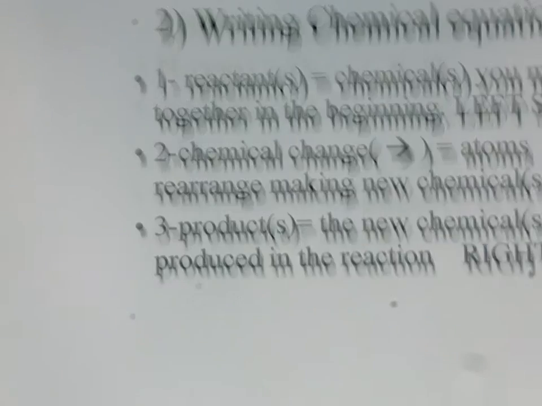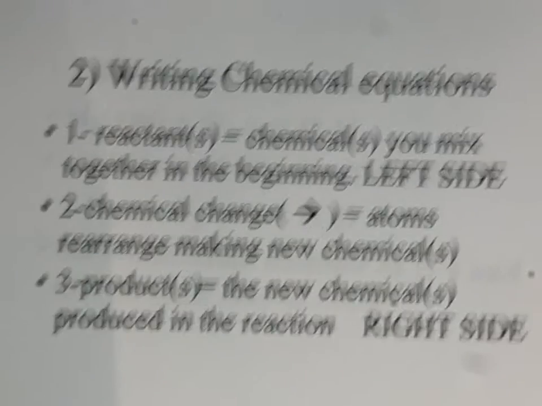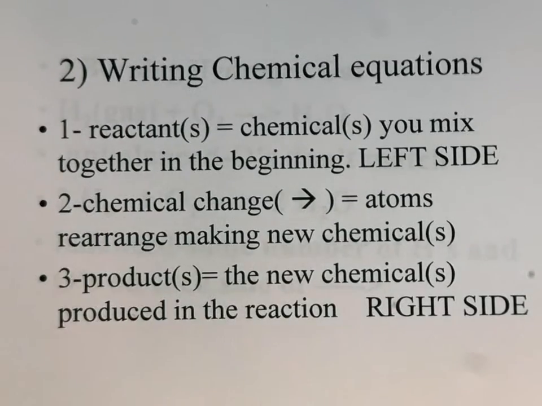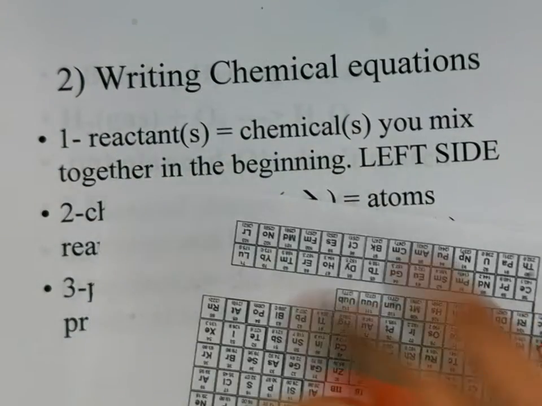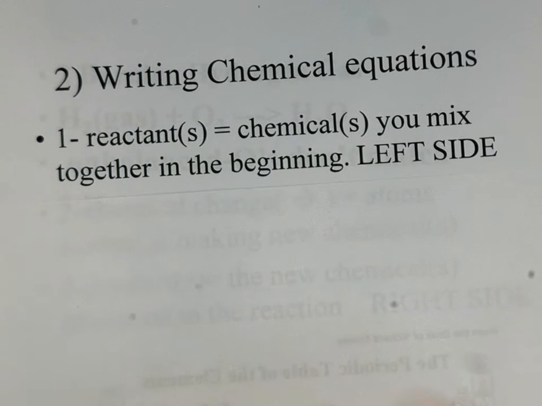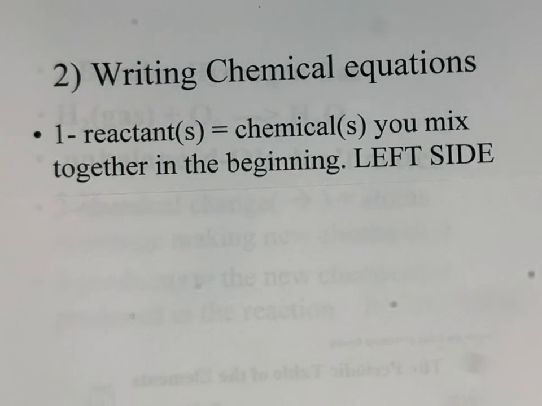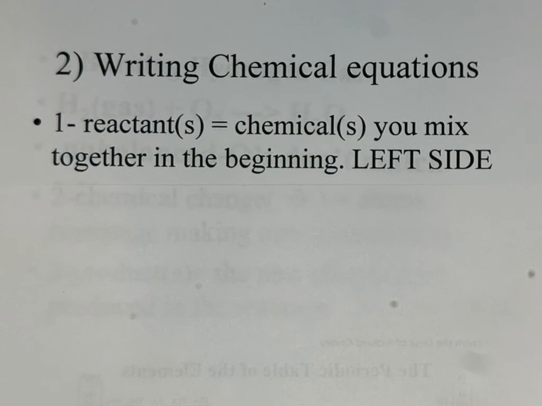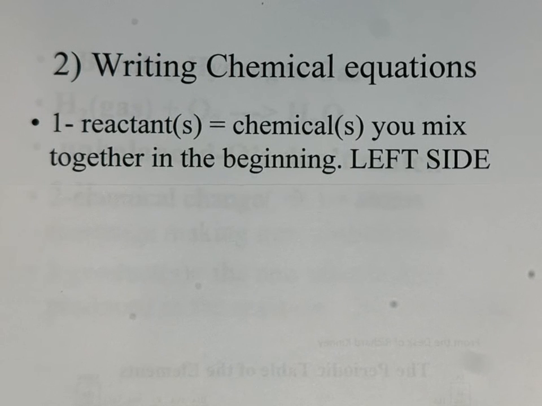So, number 2 now, writing chemical equations. So let's see, first off we've got the reactants. Those are the chemicals you mix together in the beginning of the reaction. They're on the left side of the equation.